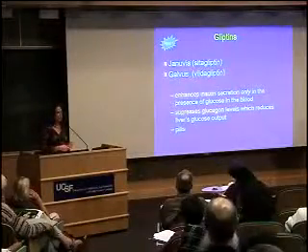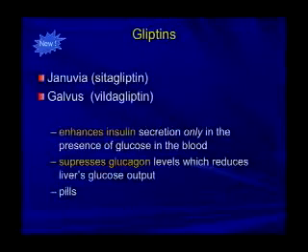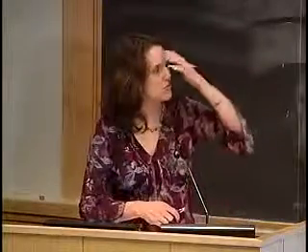Also new on the market are these medications called gliptins, and Januvia and Galvus are the two out right now. They enhance your insulin production also, but only in the presence of glucose after a meal. So this is similar to the one I just talked about, Byetta. This is a pill, so there's the difference. It also has the benefit of decreasing glucagon, keeping the glucose in your liver where it should be. Let's compare the two since they're similar.